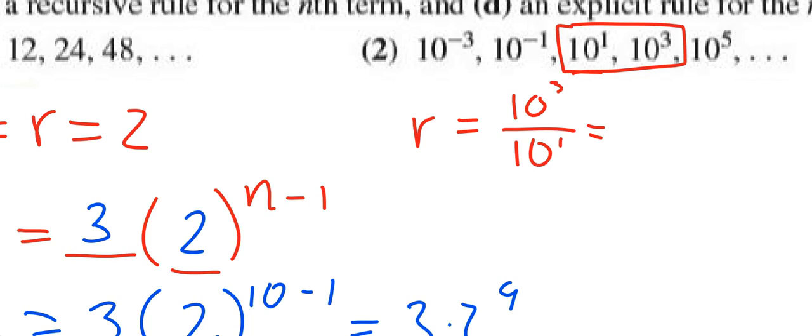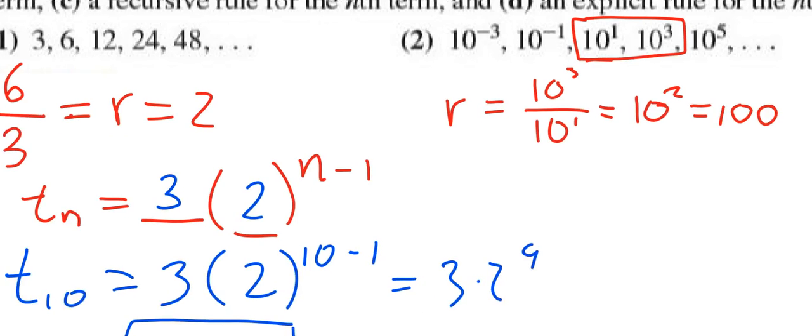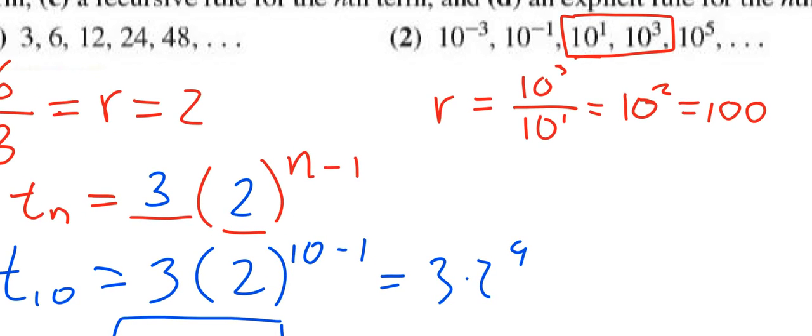Yeah, it's 100, right? 10 squared. I don't care if you write 10 squared or 100. It doesn't matter to me. Subtract the exponents, right? Okay, so that was A. Explicit formula. Find me an explicit formula for that. Go.